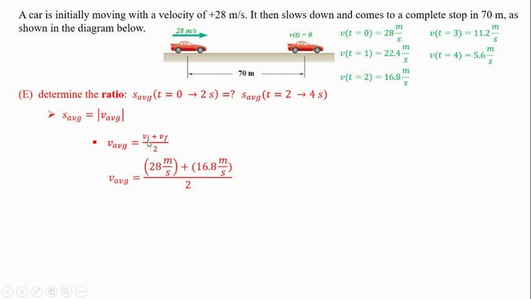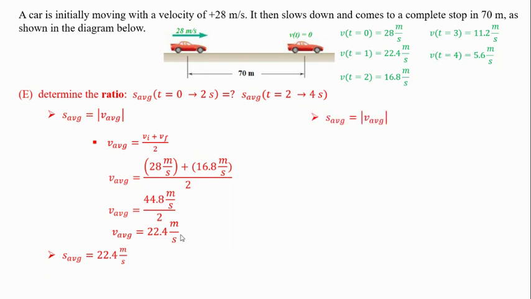All right, so here my VI is going to be 28. My VF is going to be 16.8. And I want to add that and then divide it by 2. If you do that correctly, you get 44.8 divided by 2, which gives you 22.4. So the average velocity is 22.4 east or right, except the magnitude is just 22.4. So we can say average speed is the same as the magnitude of the average velocity, which is 22.4.